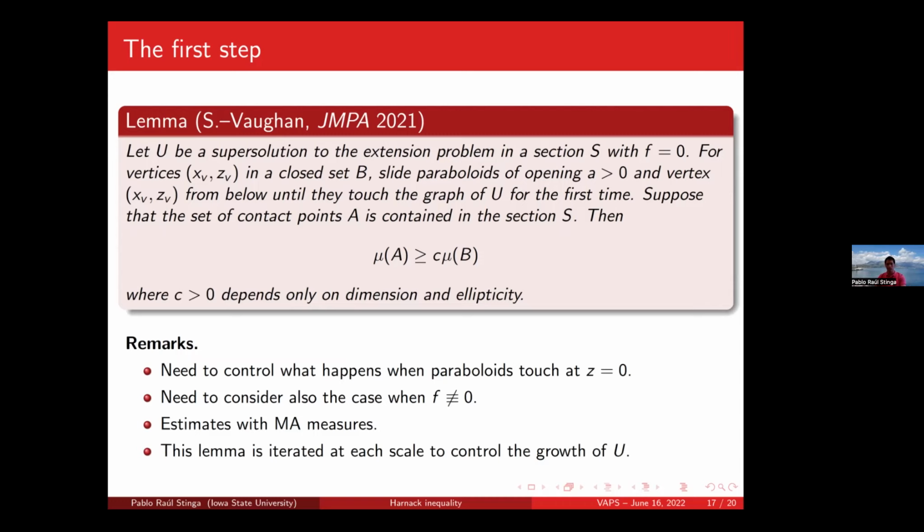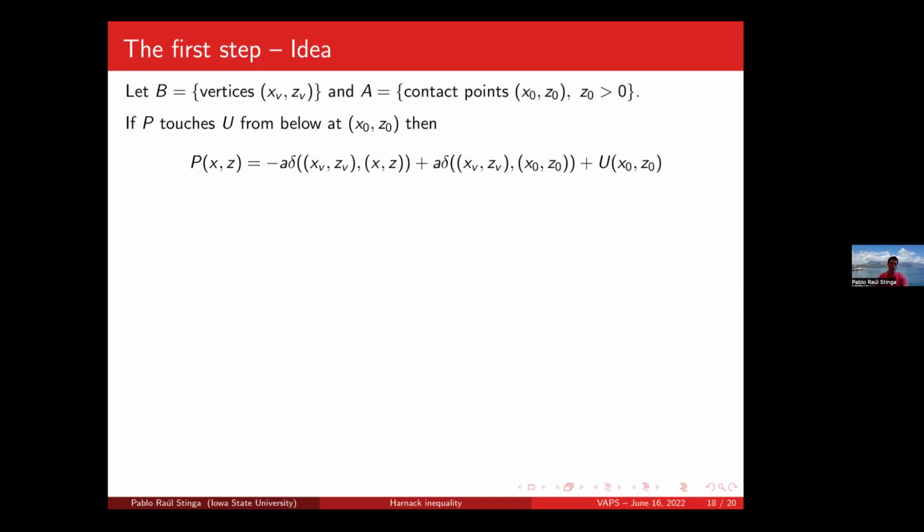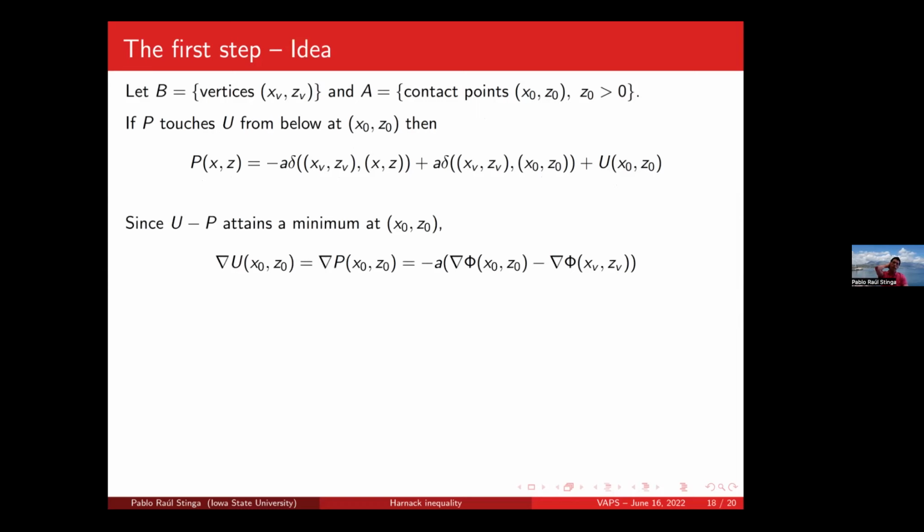So let me show you a little bit the idea of the computation for this lemma. Say the set of vertices is B, with vertices (X_V, Z_V), and the contact points are (X_0, Z_0). You slide these paraboloids and say you always touch on the side where you have the equation. So if P touches from below at the point, then you can of course compute the polynomial explicitly. Here's the distance between the vertex and the touching point, plus U at the touching point. It touches from below. Since it touches from below, the gradient of U minus P at this point is 0. So you have this inequality here, and you compute the gradient of P. It's just minus A here, right?